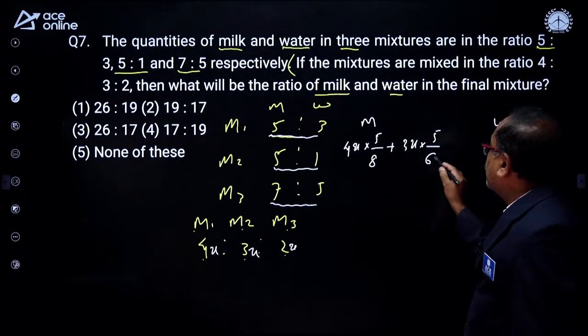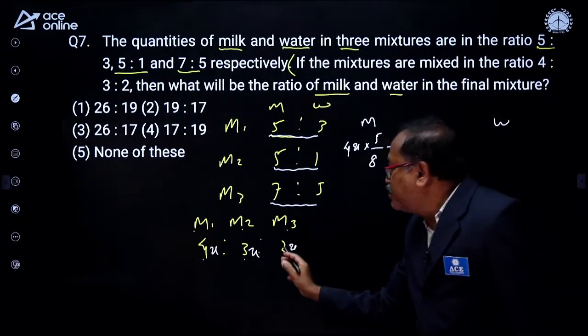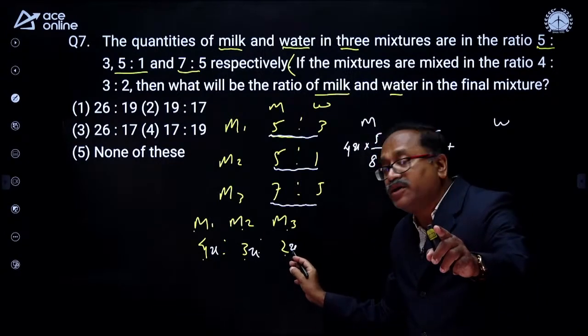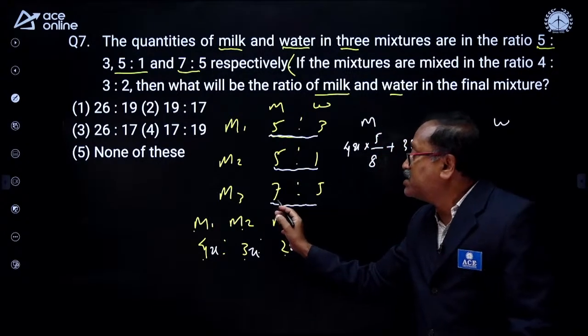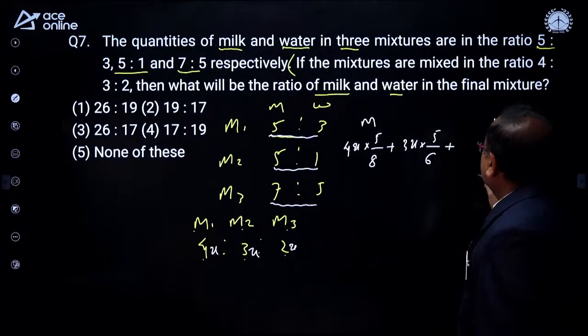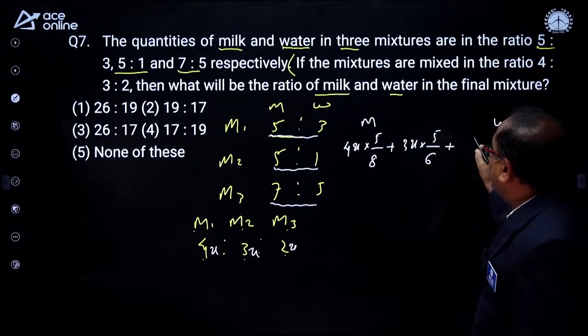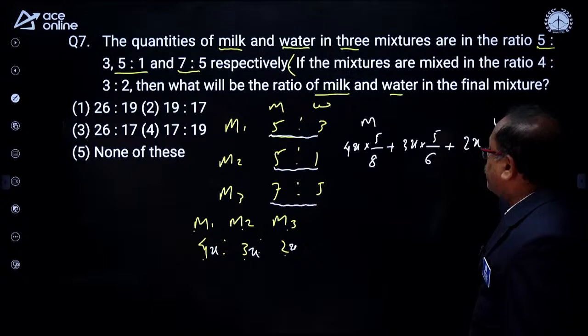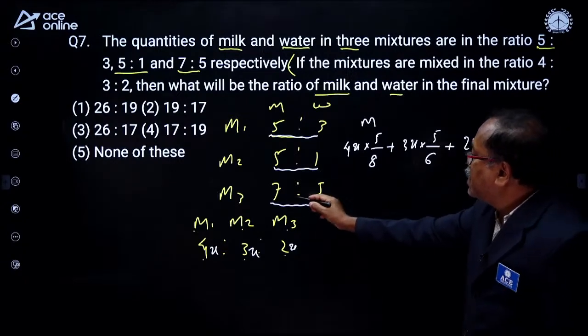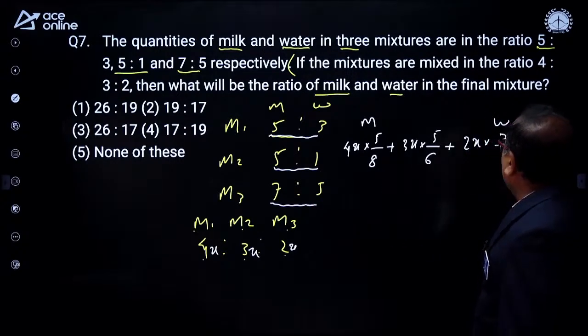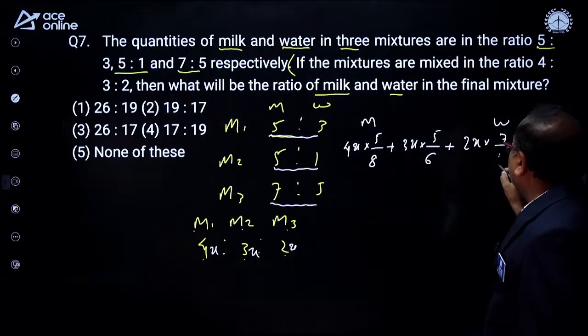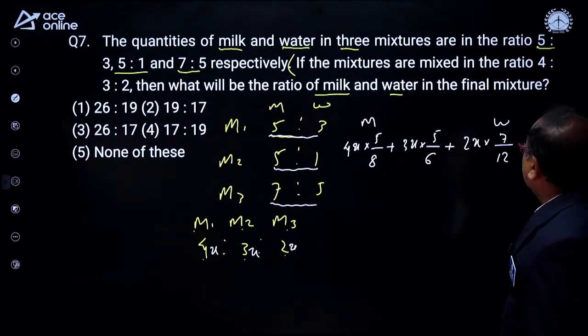5/6, and plus you have taken mixture 3, 2x, and the milk is 7 parts out of 12 parts. So here it is 2x, Likhita, please see here, 2x and the 7 part is the milk out of 7 plus 5, 12 parts. This is about the milk.